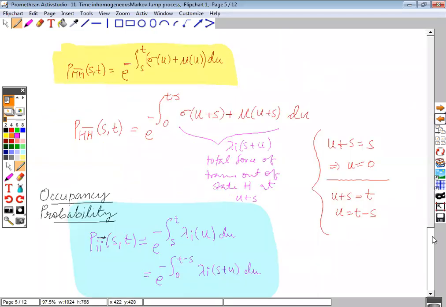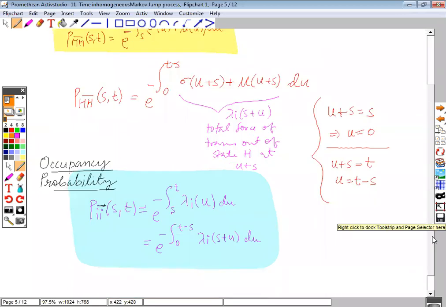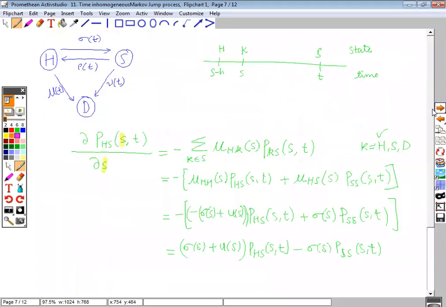And then we also had a look at the occupancy probability, which is the probability that we do not expect to leave the state that we are starting in. So we saw that it is kind of similar, but again, here we have to take integration into account from S to T. And why? Because the transition rates keep on changing as and when we are moving forward in time. So to account for that, we take integration.